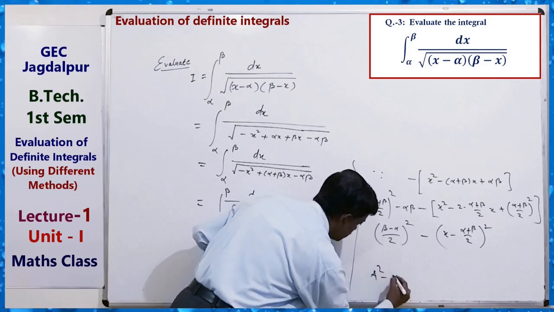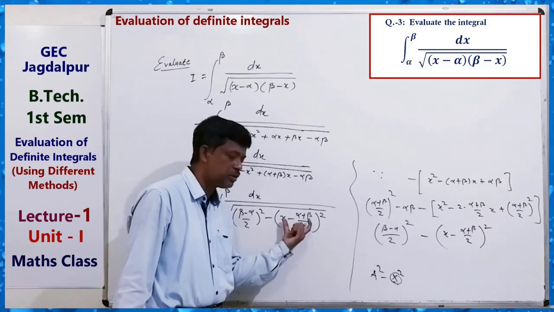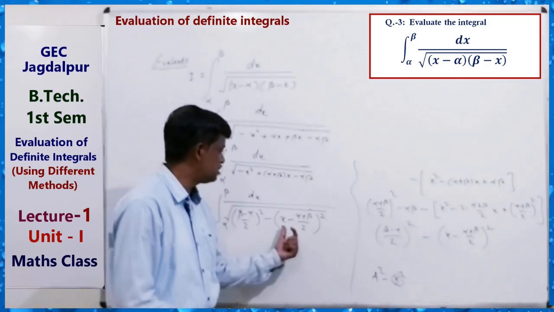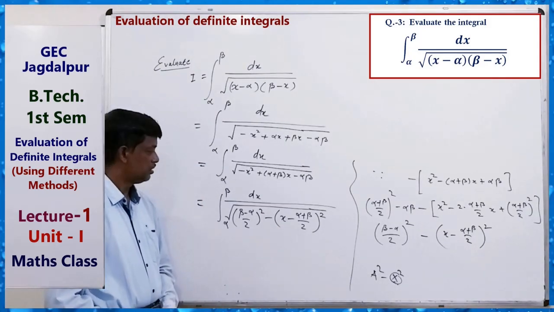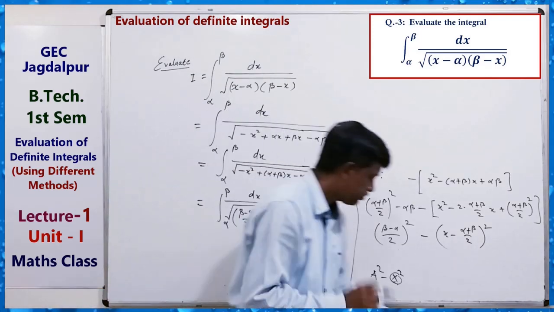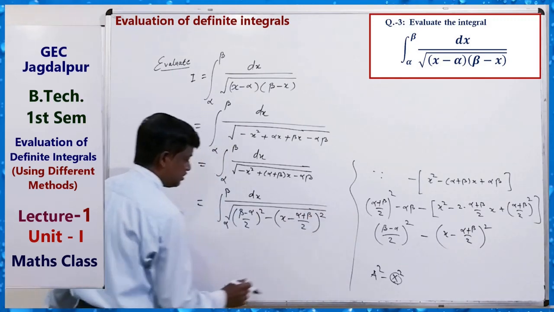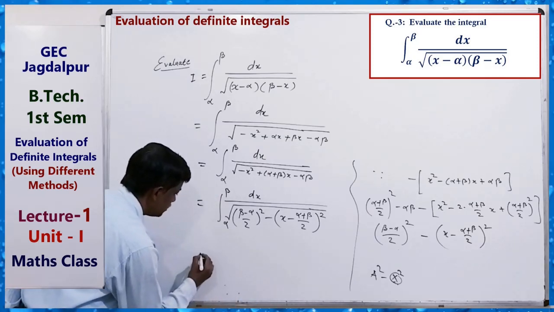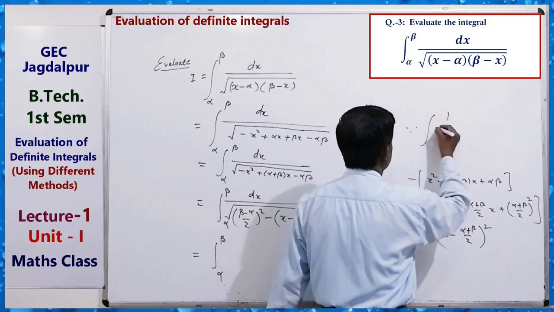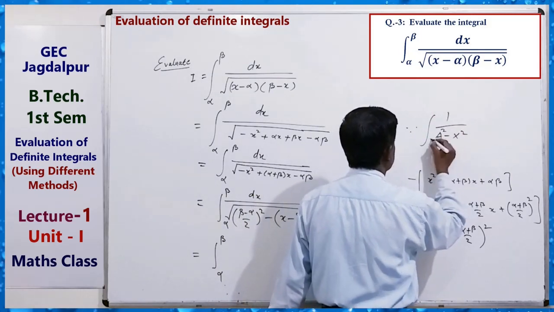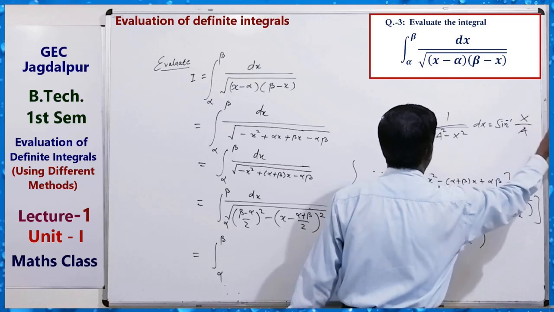Now x is a linear factor. If we put this equal to t, then we get the same value, because this equals t means dx equals dt. After differentiation, the limit will be the same. For different integration, you can get the same value. So here, from alpha to beta, we know the integral of 1 upon square root of a square minus x square dx equals sin inverse of x by a.